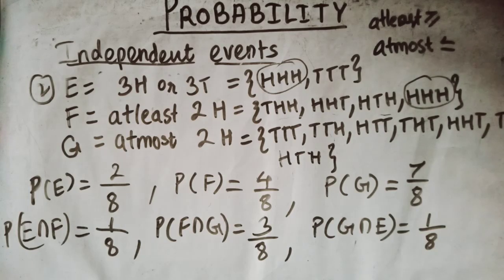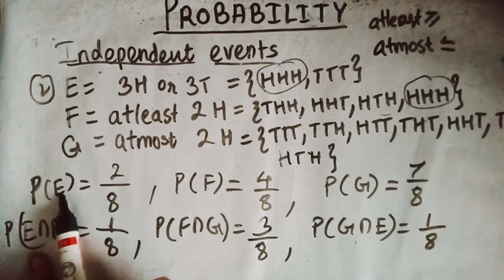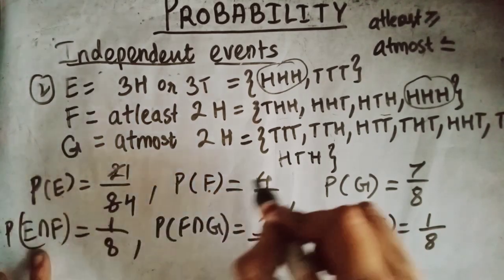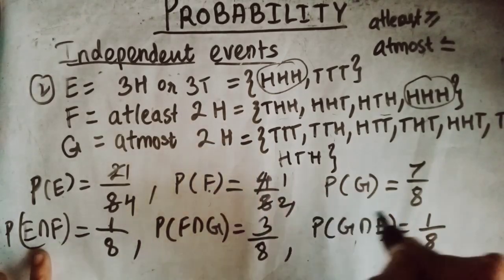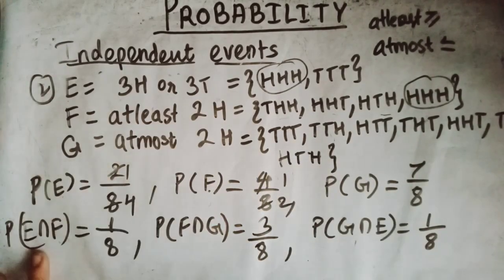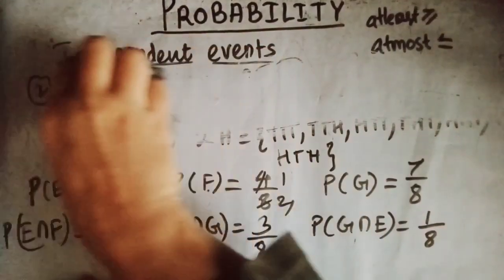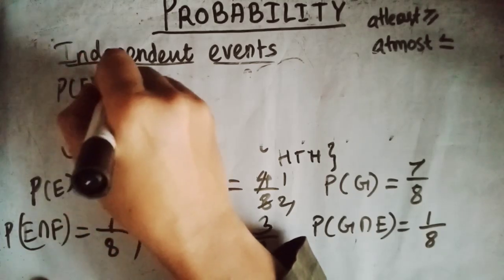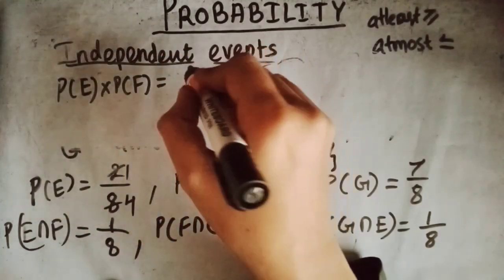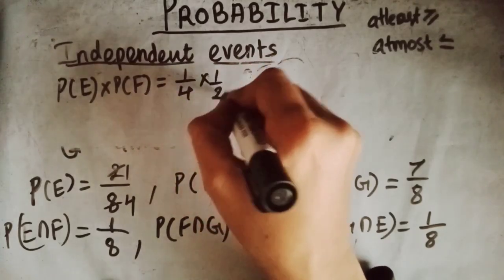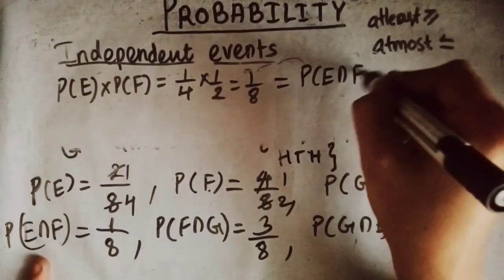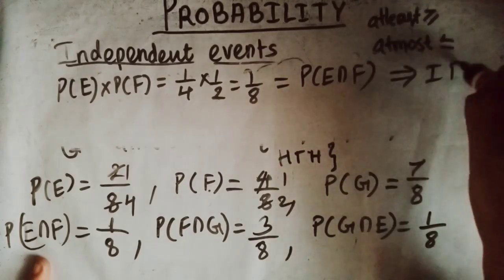Okay, now check for E intersection F. You have to check for P of E into P of F. Okay, so you can cut here 1 by 4, 1 by 2. So P of E into P of F comes to 1 by 4 into 1 by 2, so 1 by 8, which is same as P of E intersection F. Okay, so these two are independent events.